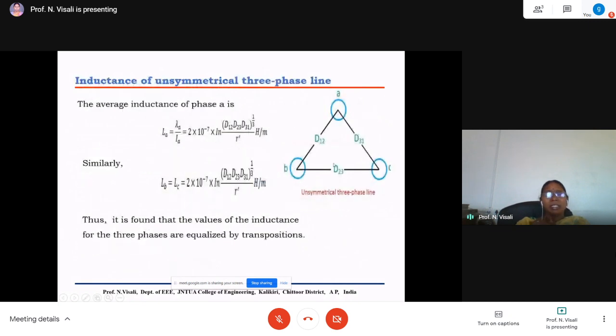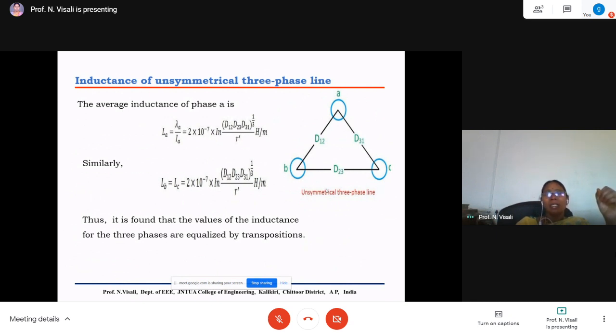That means here, transposed means we can have, suppose line length L is there. Every one-third of the length of the line, all these three conductors will change their positions. Like this, it's a transposed.